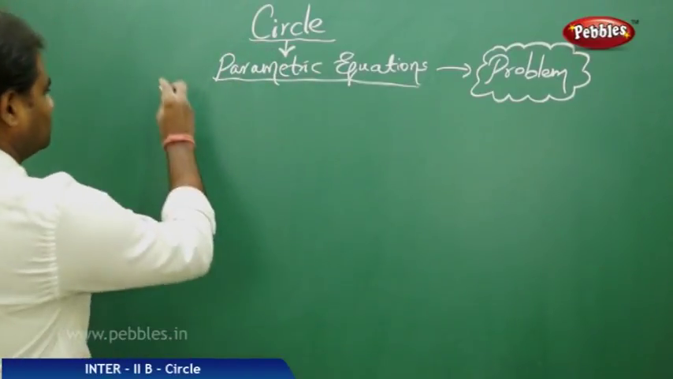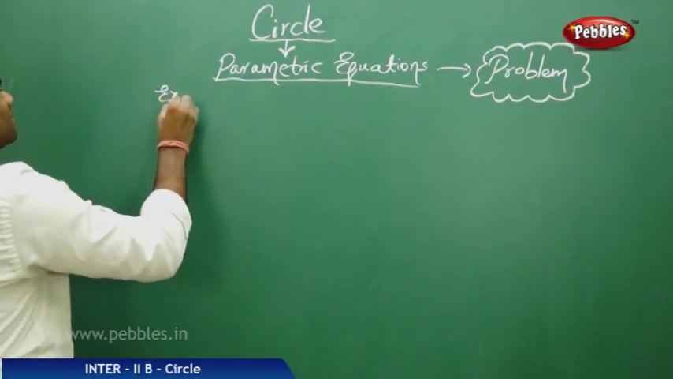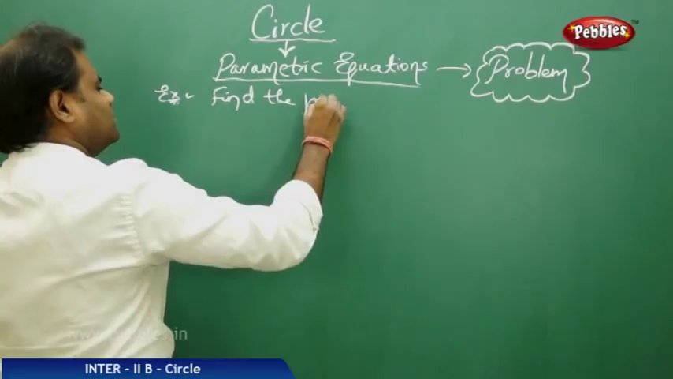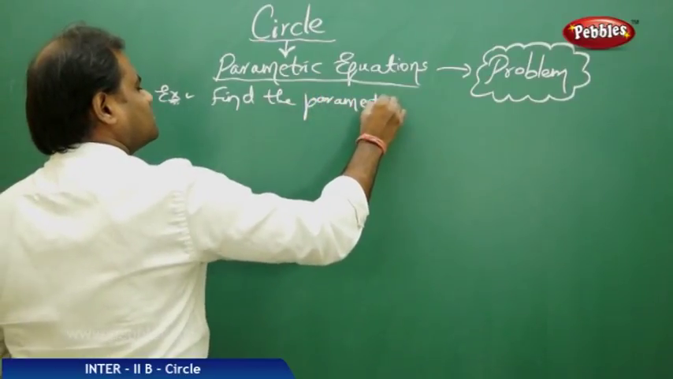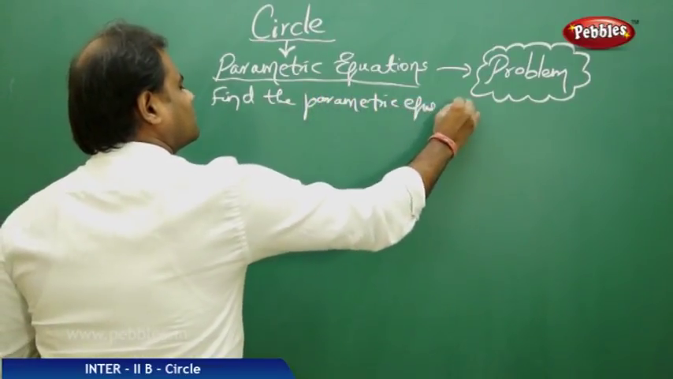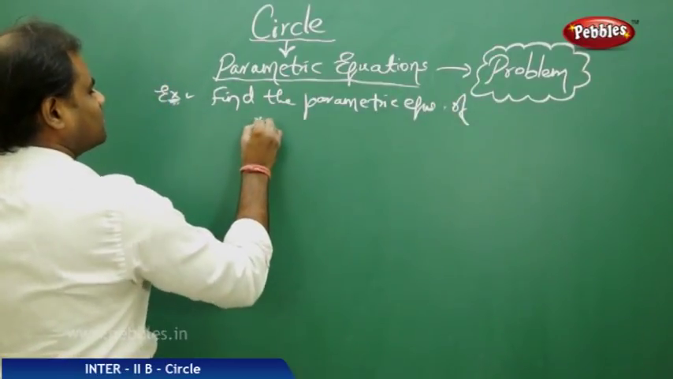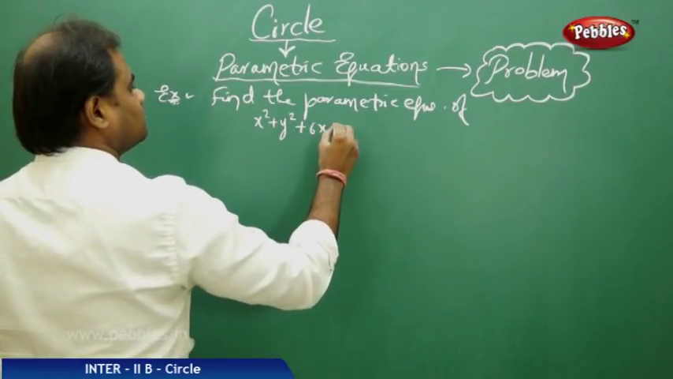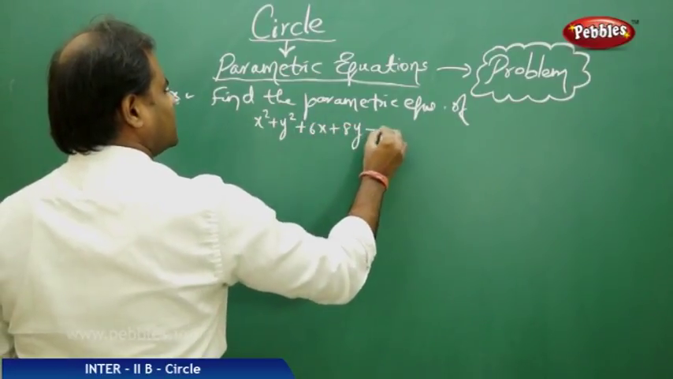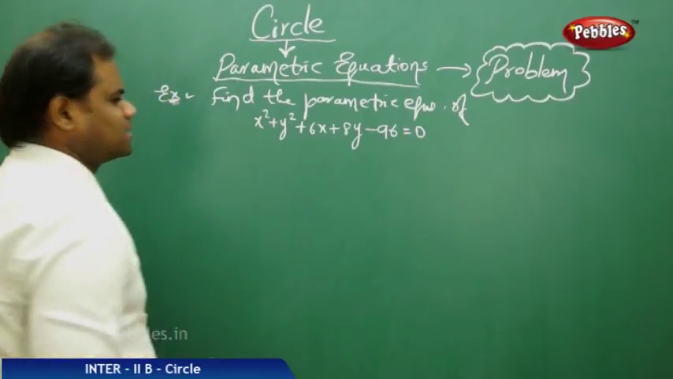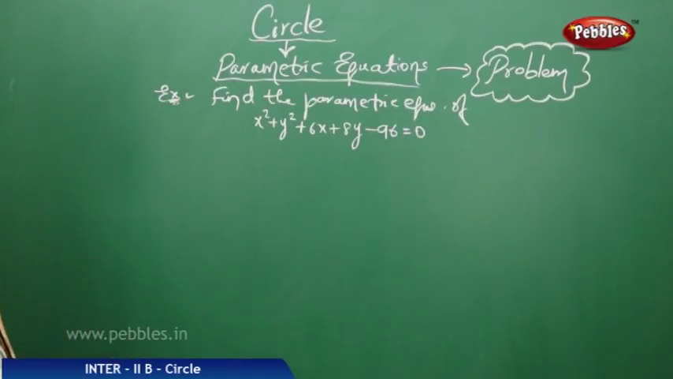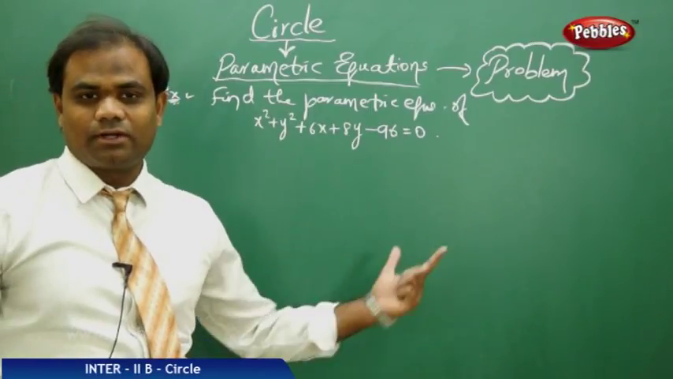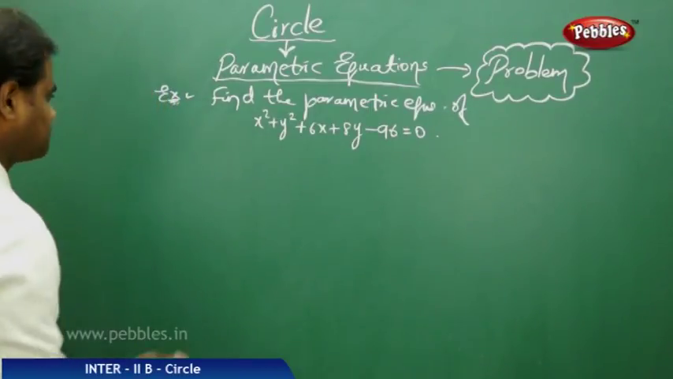To start with the problem, my question says: find the parametric equations of the circle x squared plus y squared plus 6x plus 8y minus 96 equal to 0. Let's see how we can find the parametric equations of this circle using the concepts learnt in the previous session.